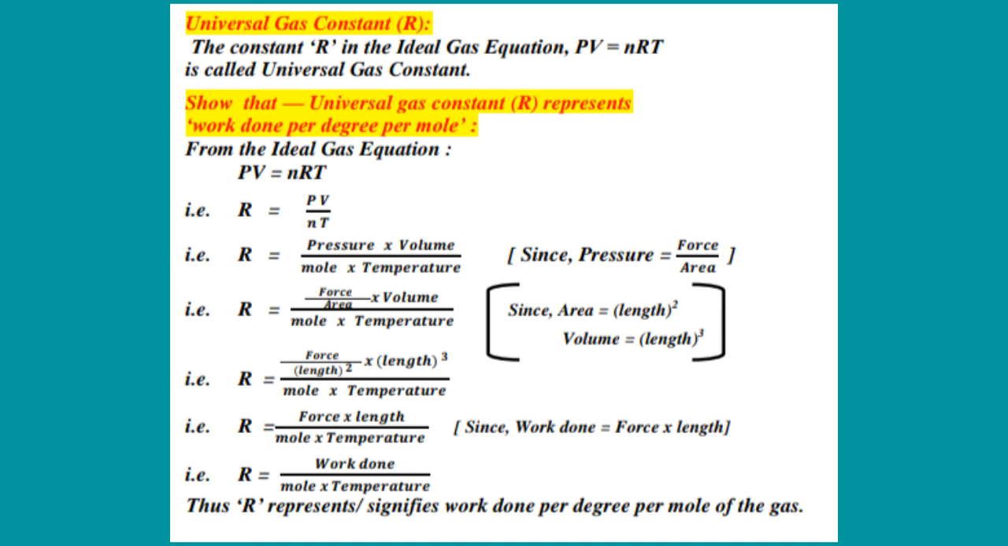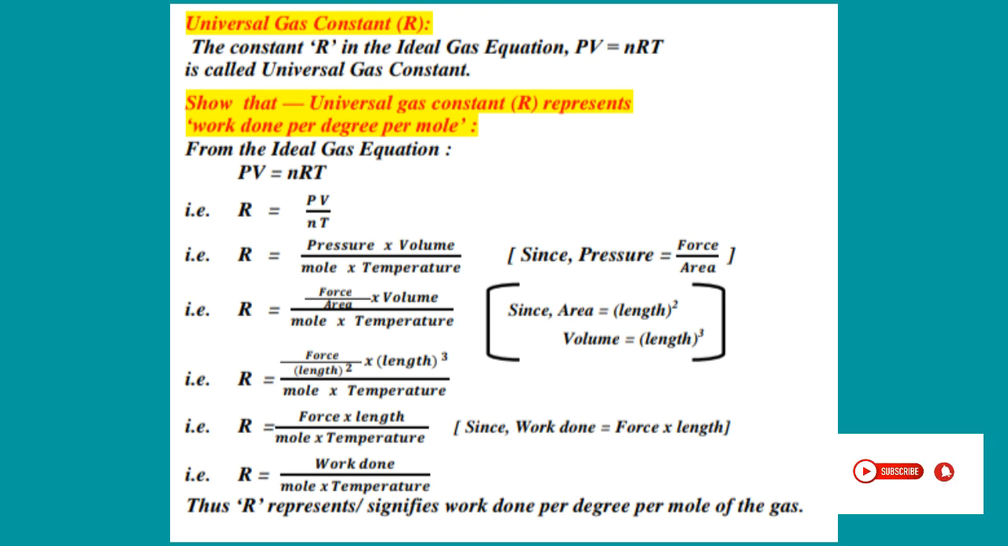To show that universal gas constant R represents work done per degree per mole, let us start from the ideal gas equation. From the ideal gas equation PV equal to nRT, this equation can be written as R equal to PV by nT. So R equals P, pressure, into V, volume, divided by n, number of moles, into capital T, temperature. Again, since pressure is equal to force by area, we will write force by area instead of pressure. So this equation can be written as R equal to force by area into volume divided by mole into temperature.